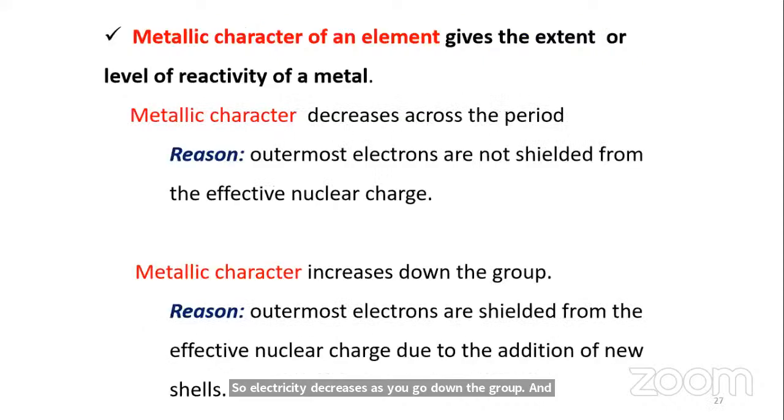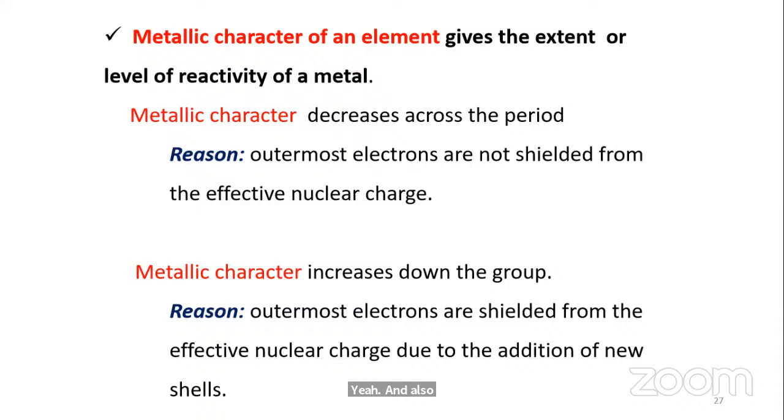Then we look at the metallic character. The metallic character gives us an extent of the reactivity of a metal. Generally, a metal readily loses electrons. A metal readily undergoes an electrovalent bond. So the metallic character decreases across the period. You find the metals to the left of the periodic table, and you find the non-metals to the right of the periodic table. And also, the metallic character increases down a group.